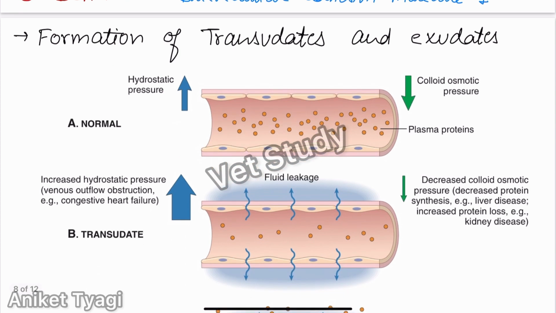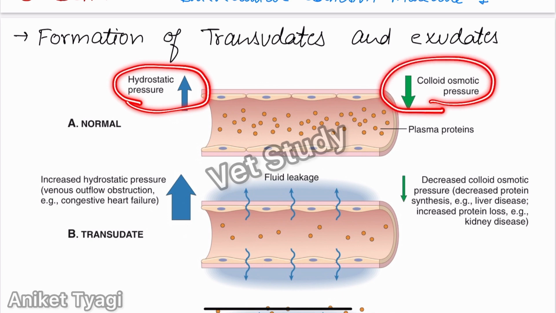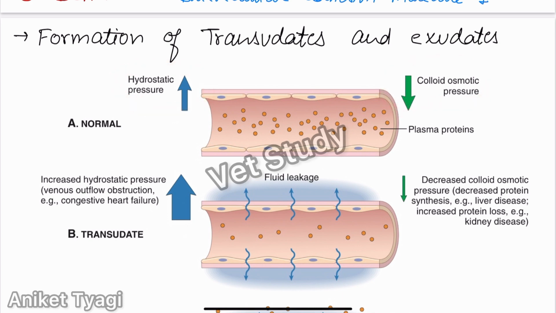Formation of transudate and exudate. So this is very important, how transudate or exudate are formed. So this is the normal condition. In normal condition, there is a balance between the hydrostatic pressure and the colloidal osmotic pressure. So hydrostatic pressure comes due to the plasma, you can say, and colloidal pressure comes from the outside. So the direction of both the pressures is opposite, right?